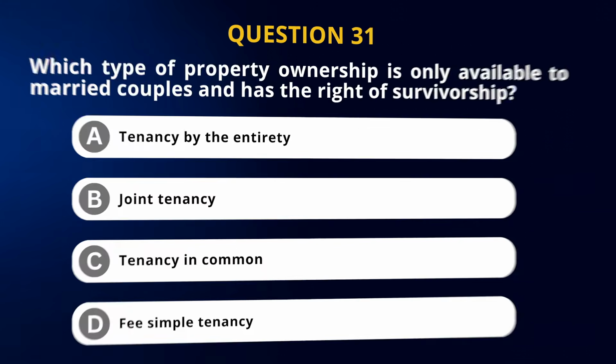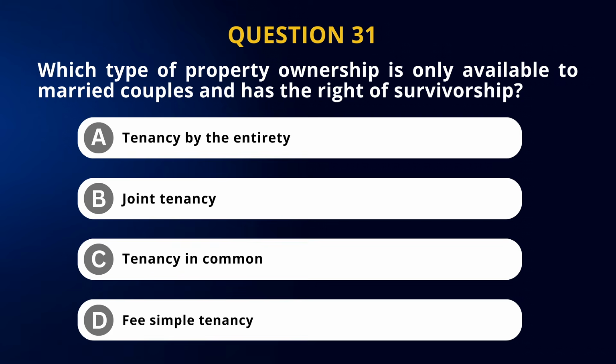Question number 31. Which type of property ownership is only available to married couples and has the right of survivorship? Letter A, tenancy by the entirety. Letter B, joint tenancy. Letter C, tenancy in common. Letter D, fee simple tenancy.